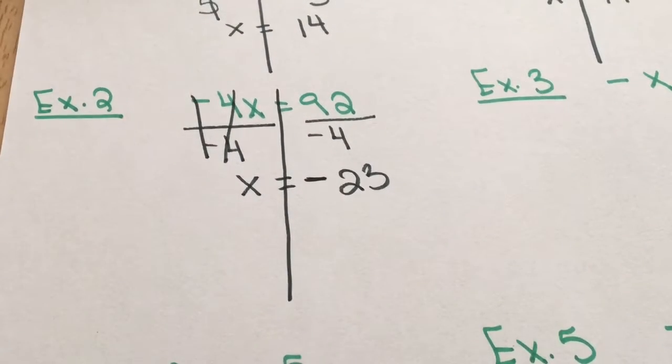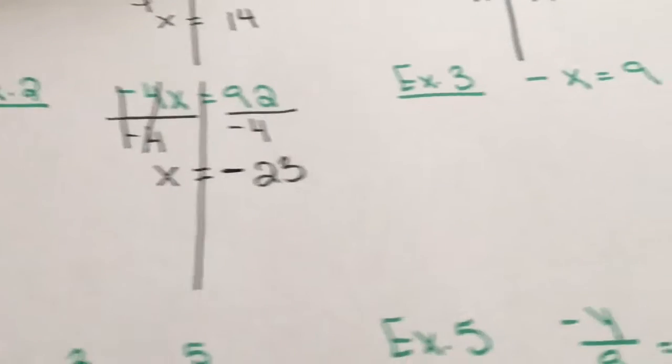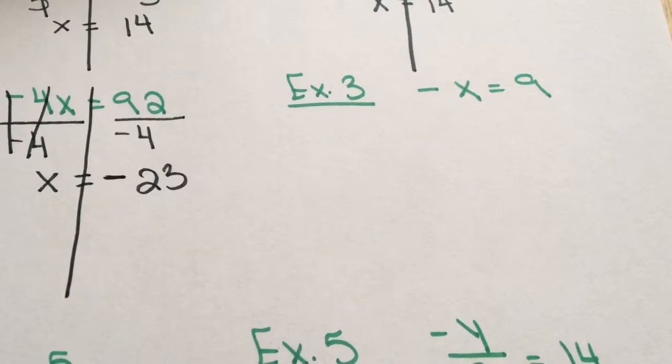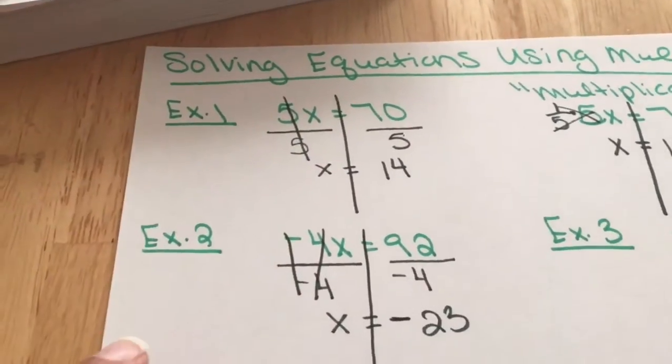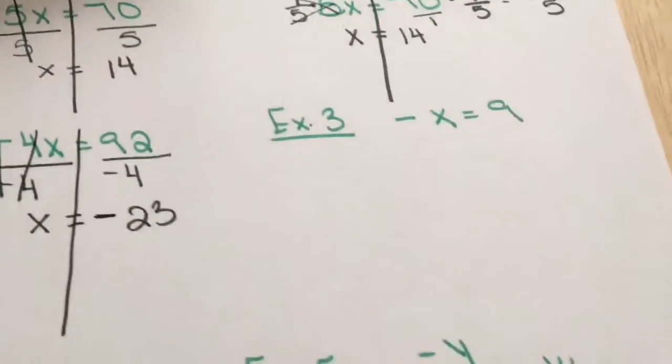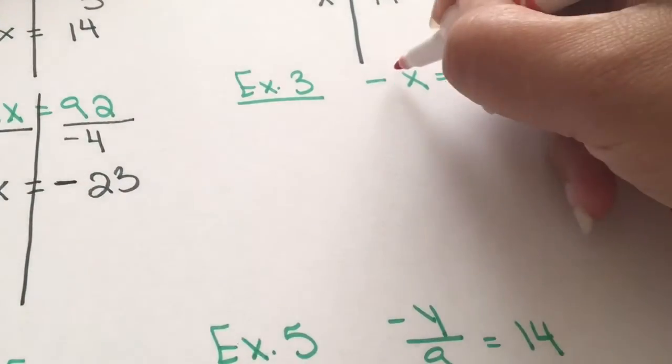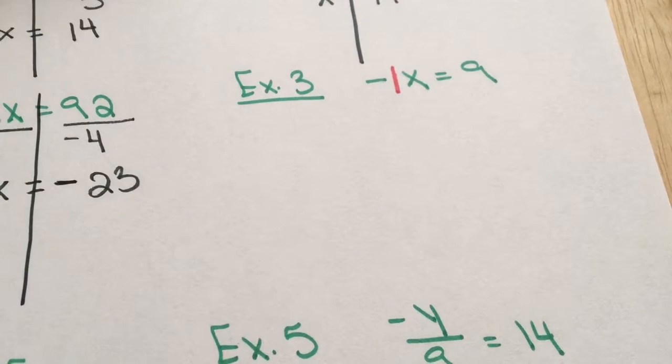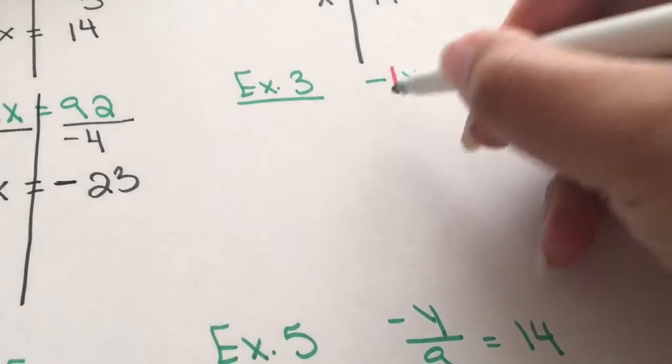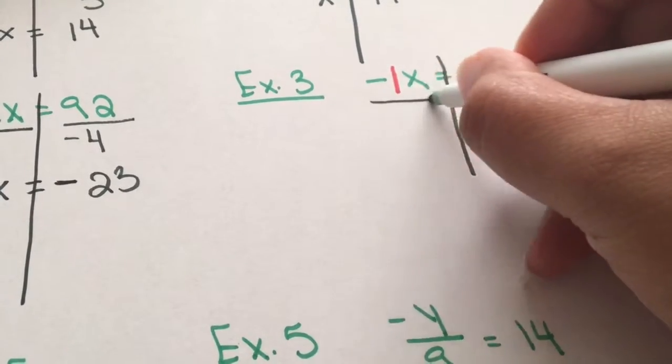The next example that we're going to look at, example 3, is negative x equal to 9. So this one's a little bit tricky. We've been talking a little bit about this as far as for the answers, but we don't really ever see it in our original equation. I don't see a coefficient here like I did with my 5x in example 1 and my negative 4 in example 2. So I have to put a coefficient here. Our coefficient, whenever we don't see it, is going to be that invisible 1, or the 1. So I know that I can divide both sides here by negative 1.